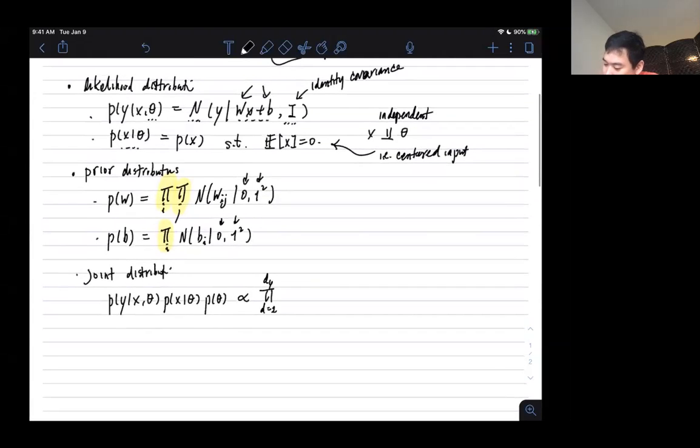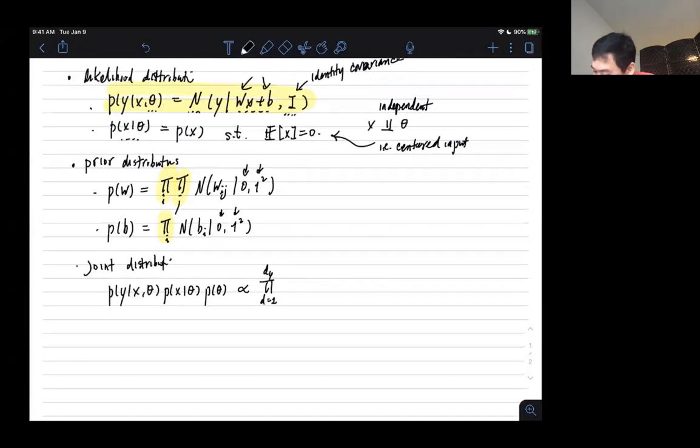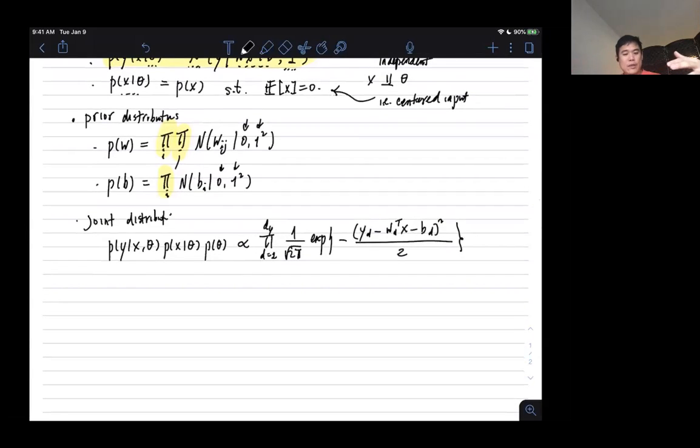And then if you remember, we had the likelihood distribution here. So we just need to write that down. And because it's a Gaussian distribution, we know how it looks. So we have a 1 over square root of 2 pi, and then sigma, that's going to be simply identity, so we are going to ignore it. And then exponential function of minus yd minus wd transpose x minus bd, and then that's going to be squared over 2. So this just naturally follows from the definition of the probability density function of the Gaussian distribution.